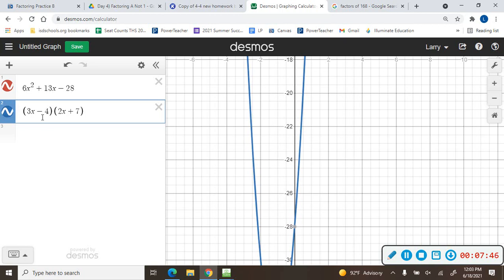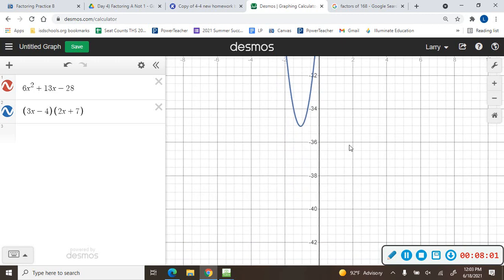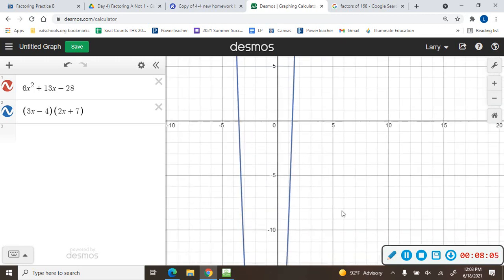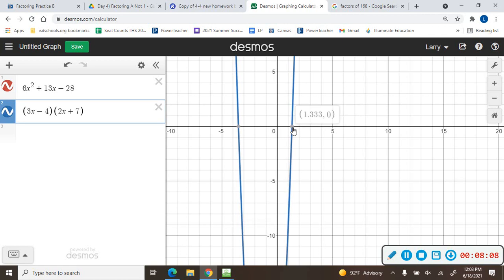Now the solutions come from this factored form. I could look at this and tell you the solution. The solution for 3x minus 4 is 4/3. That's like 1.33333. So if I go down here and look at the x-intercept, it should be at 1.33. And then 2x plus 7, the solution would be negative 7/2. Negative 7 divided by 2 is negative 3.5. So the other solution should be at negative 3.5, and it is. So what's nice about factored form is it tells you the x-intercepts. And that's why we usually want to factor.